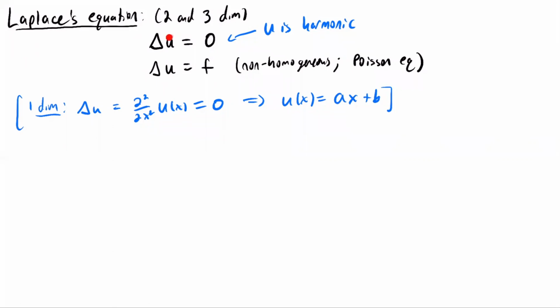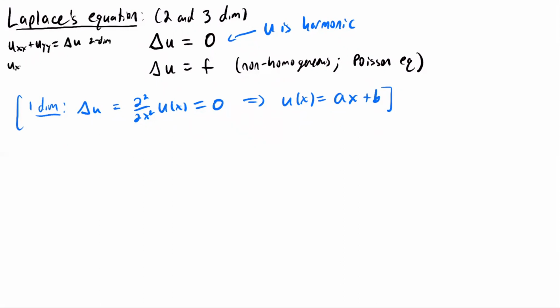Well, it says that if you have a function u of either 2 or 3 variables, then if you take the Laplacian of u, that is equal to 0. Remember, what is the Laplacian? You take the second derivative with respect to each variable separately, and then you add those all together. So for example, in 2 dimensions, the Laplacian is uxx plus uyy, which is the Laplacian of u in 2 dimensions.